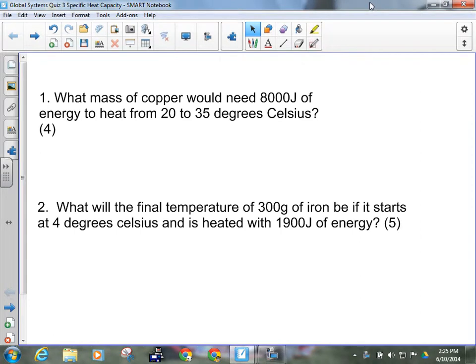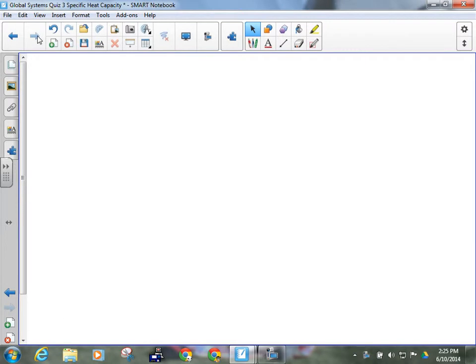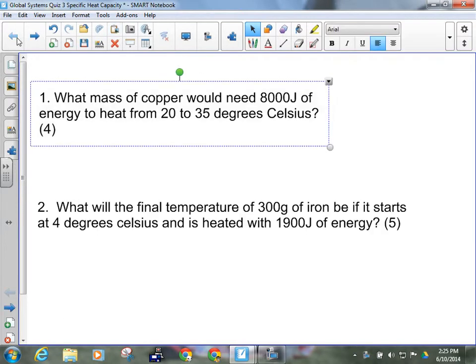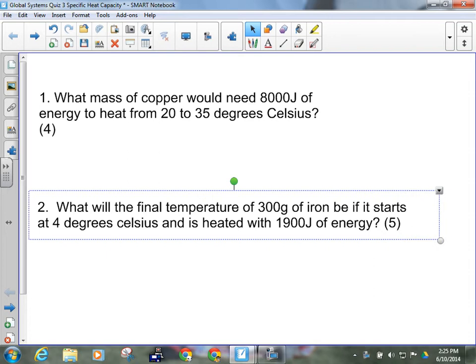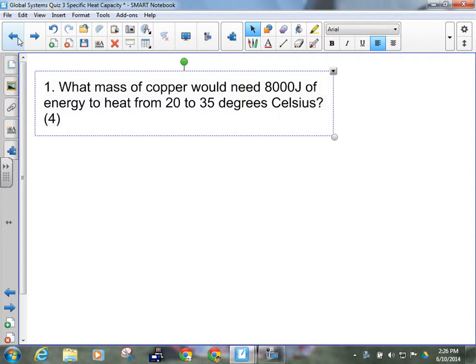All right, so let's go over this. For our first one, actually, let's copy it over here. Okay, so our first one, 1 mark for their givens.